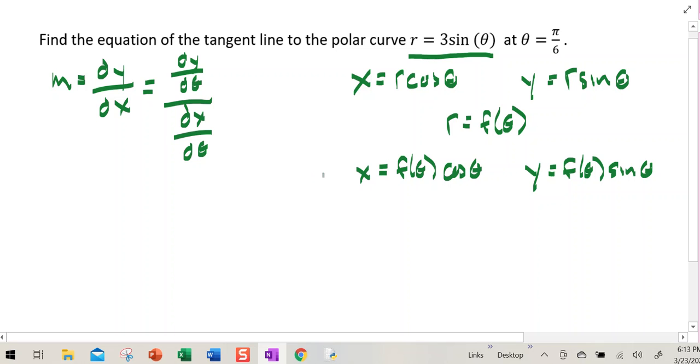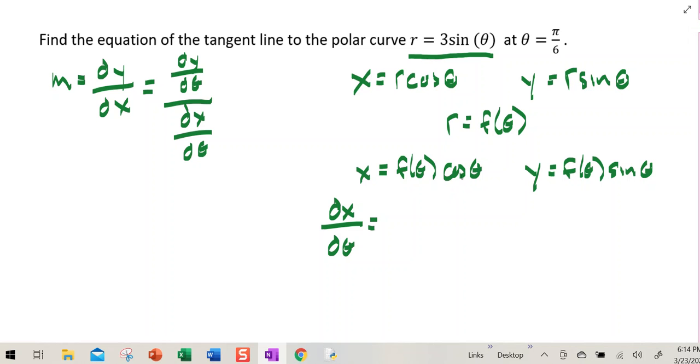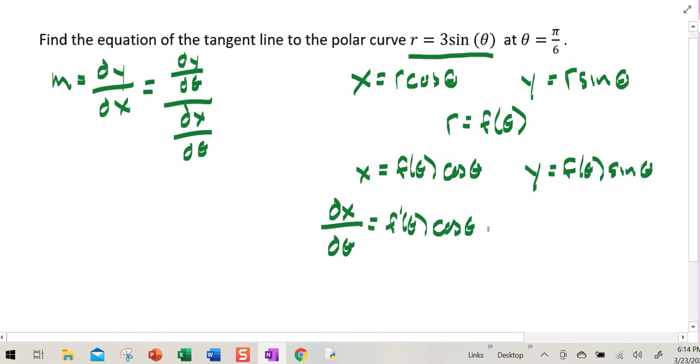So what we have to do is find the derivative of both of these. So dx/d theta is the derivative of x with respect to theta. Well, we have the function of theta times the cosine of theta. It's a product, so we're going to have to use the good old product rule. I hope everybody remembers the product rule from Calc 1. We take the derivative of f of theta, so f prime of theta times cosine of theta, plus f of theta times the derivative of cosine. And this is going to become minus because the derivative of cosine is negative sine, so we'll change that to a minus.